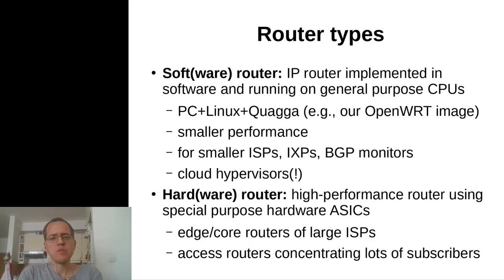The other important category of router types is hardware routers. These are typically high performance routers which use special purpose hardware devices. I'd like to call the attention to this abbreviation, ASIC, which stands for application specific integrated circuits. So usually router vendors design their very specialized hardware chips that are used only for processing IP packets, and then build router architectures around these ASICs, which end up being very high performance hardware routers for edge and core routers in large ISPs. And usually this is also the design that we use in access routers when we have maybe tens or maybe hundreds of thousands of subscribers that we need to provide access to the internet.